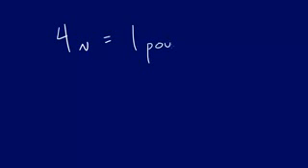On Earth, whenever you are holding a pound of something in your hand, that's equal to 4 newtons. So 4 newtons equals 1 pound. So what exactly does this mean?